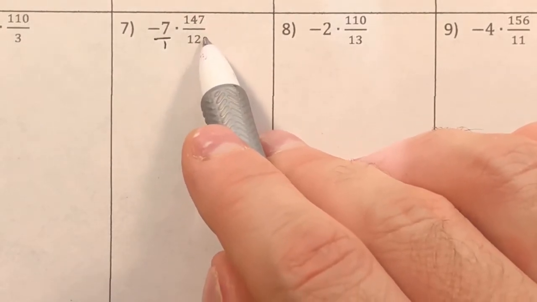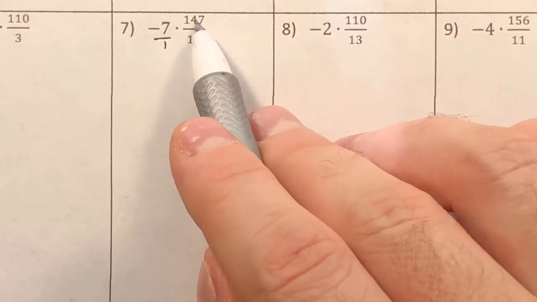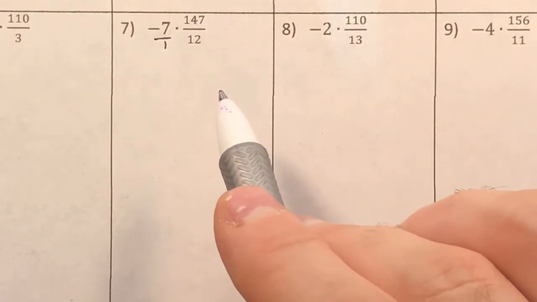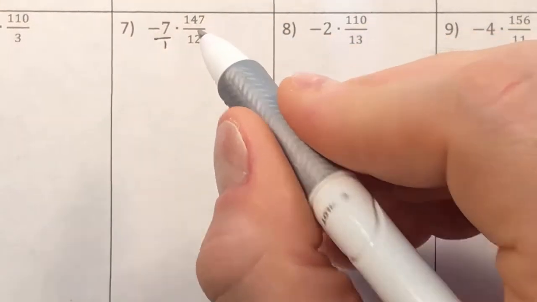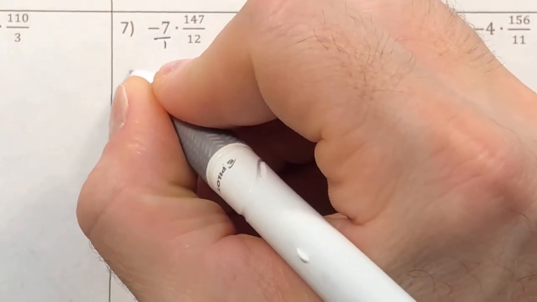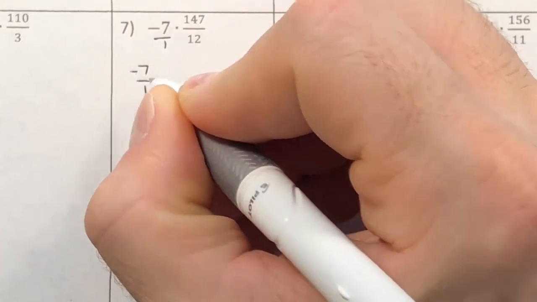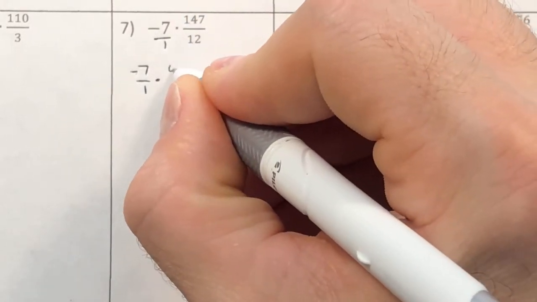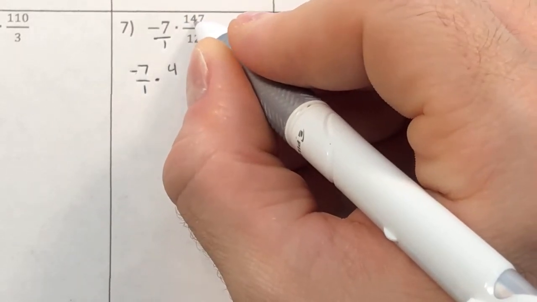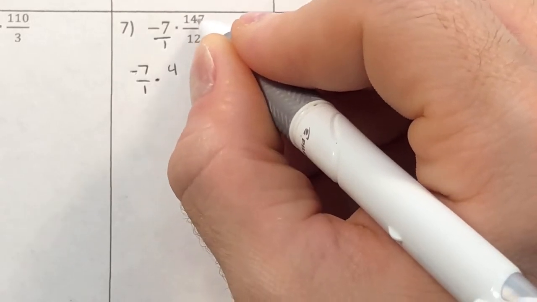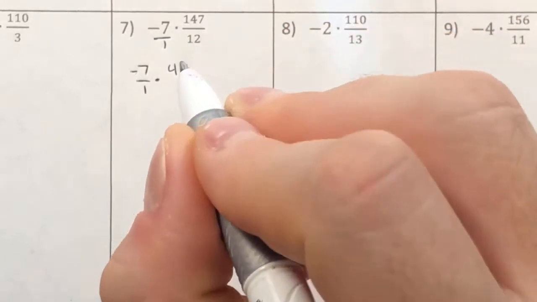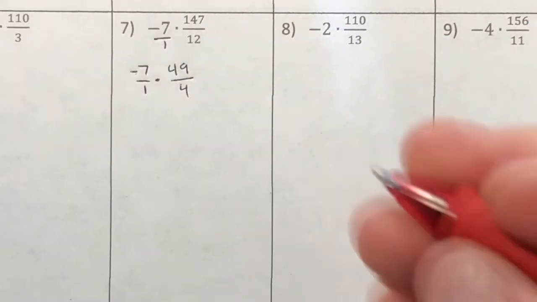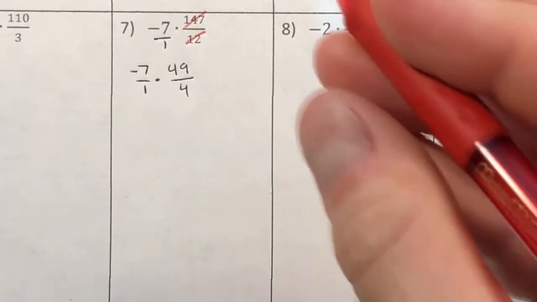147 and 12, let's think about that. 7 plus 4 is 11, plus 1 is 12. So these are actually both divisible by 3. So what we can do is I can make this a little easier to work with. Let's say that is negative 7 over 1 times, let's see, 147 divided by 3 is going to give us 49, because 3 fits into 14 4 times, and 3 fits into 27, 9 times. And then 12 divided by 3 is 4. So in essence, what we did right here was we divided both of these by 3.